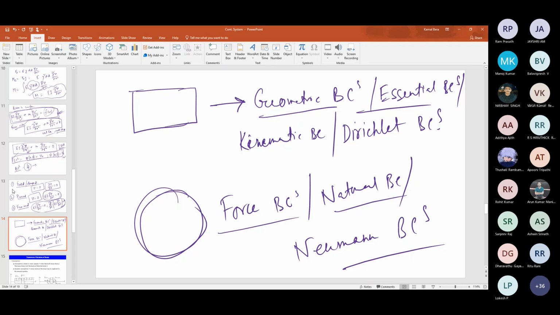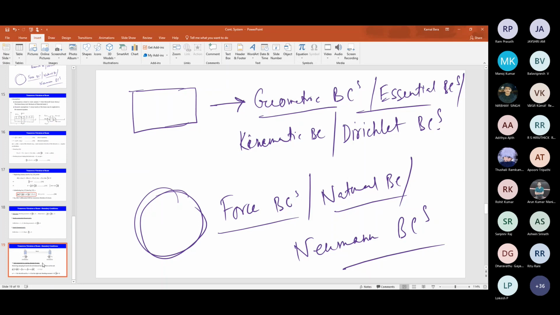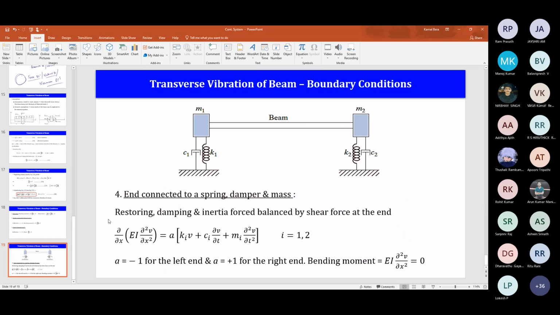So let us show some different types of boundary condition that can be there, which is not common, although: the end connected to a spring, damper and mass. The restoring, damping and inertia force is balanced by the shear force, right? So for one boundary condition, the bending will be 0 and the shear force will be balanced by this, due to this mass function.